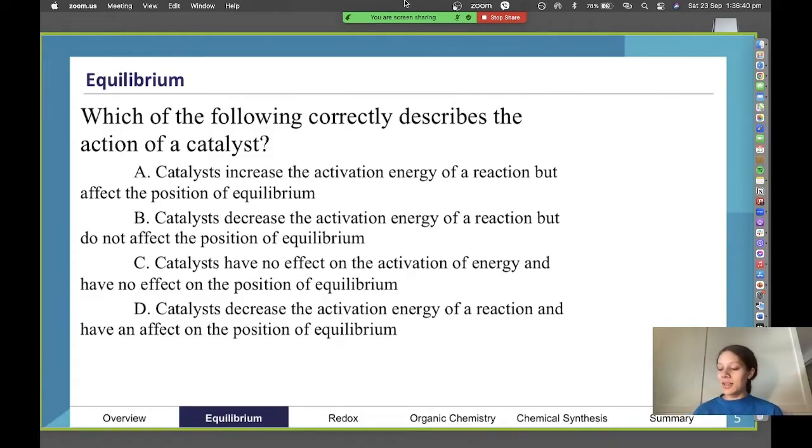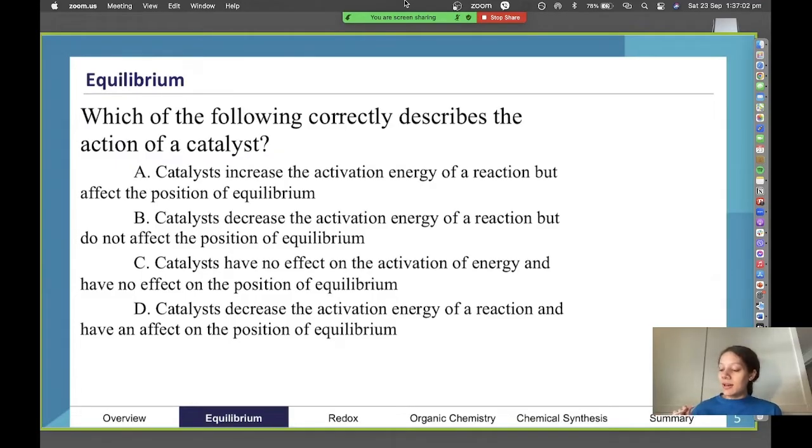So that's just a couple of things to have a think about. But we'll go through this question. So it asks, which of the following correctly describes the action of a catalyst? The first option is catalysts increase the activation energy of a reaction, but affect the position of equilibrium. We have catalysts decrease the activation energy of a reaction, but do not affect the position of equilibrium.